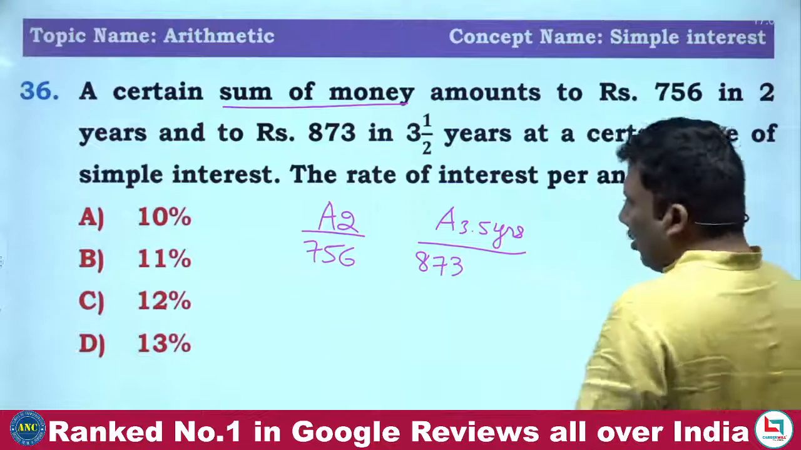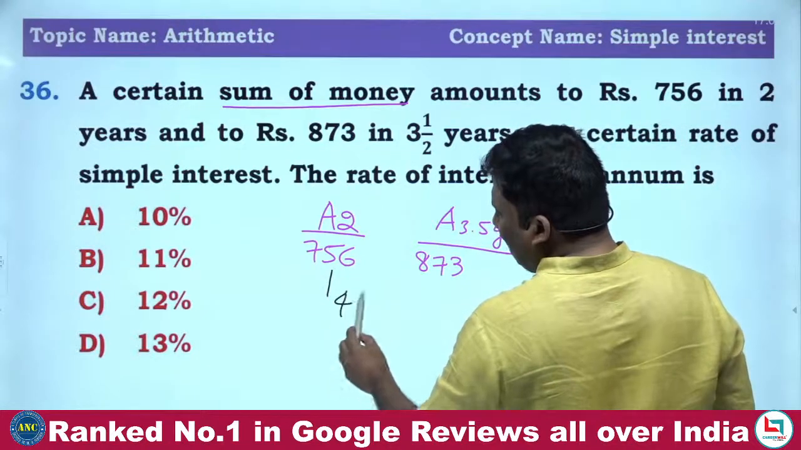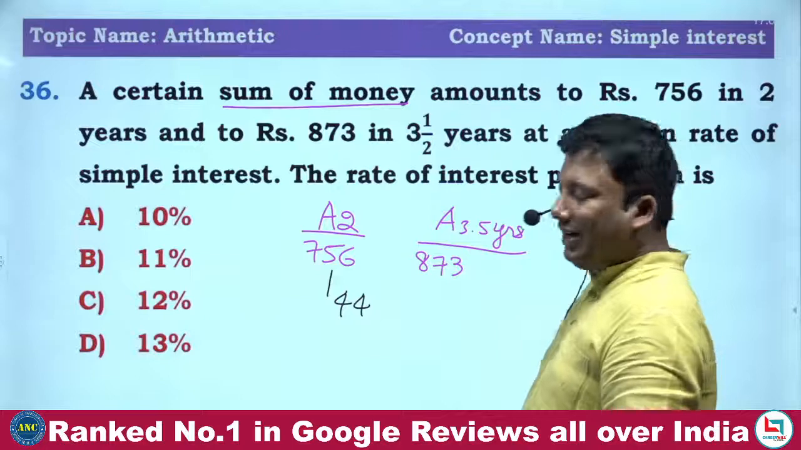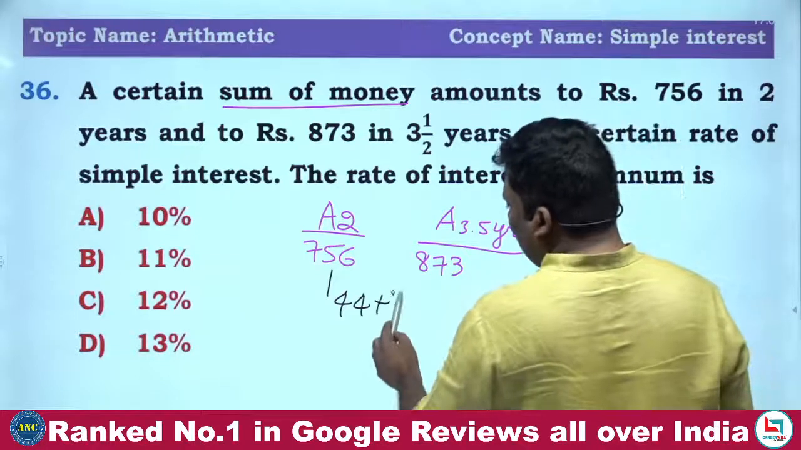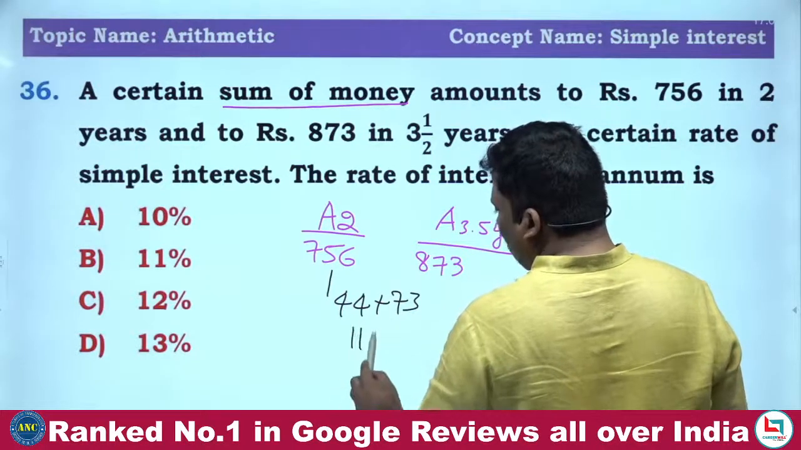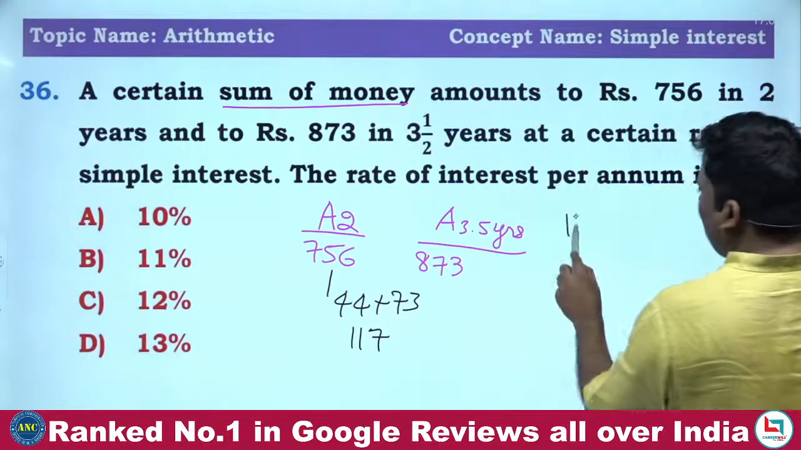Now let us see. How much extra is it? 756 plus 44 is 800, plus 73. That means I gave a total of 117 rupees extra.